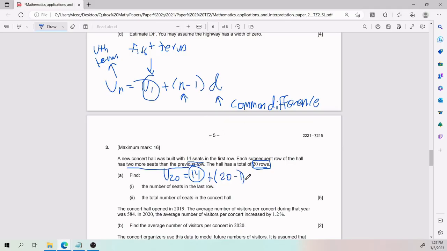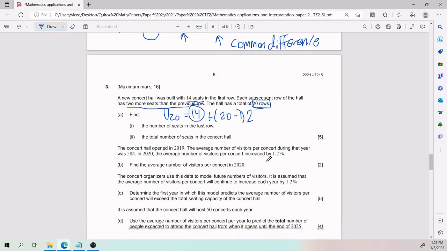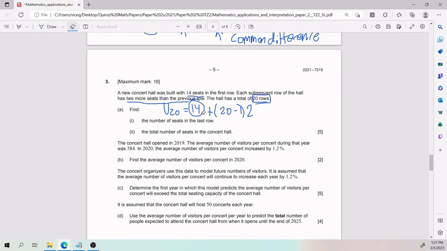We're adding 2 each time. D is going to be equal to 2. All right. So you have this. You plug that into your calculator. You trust the process. You end up with all of this equaling 52. So U20 equals 52, which is the same as part A, part 1.